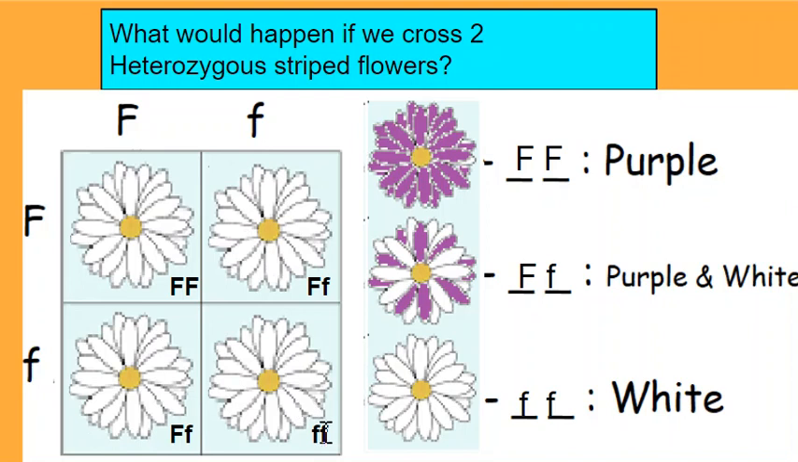This last box is little f, little f. Using our chart, we can see that means white. There's a 25% chance that their child is a white flower.